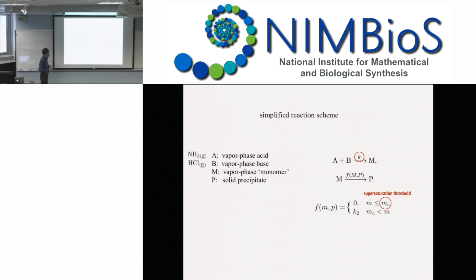simplify it to a simplified mechanism, which just says that we have a vapor phase acid, a vapor phase base, which are going to react to form this nucleated gas phase, in our case ammonium chloride, I call that M, for monomer. Maybe it's not always a monomer, maybe a dimer or trimer. But at some point, when the concentration of that monomer, that's the little M here, gets to a certain supersaturation, a critical concentration M sub C, it's going to start forming, it's going to turn into that precipitate.